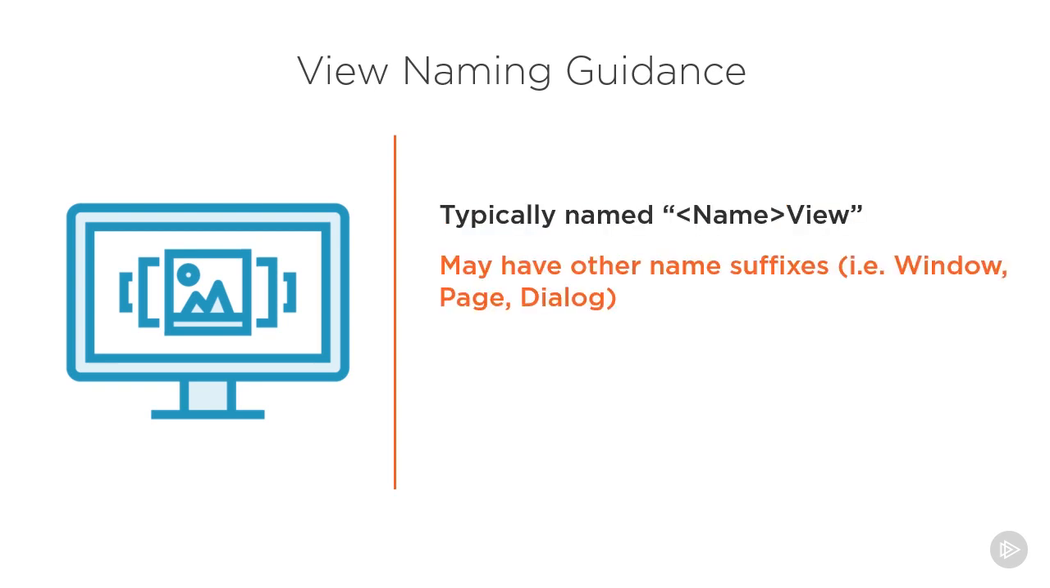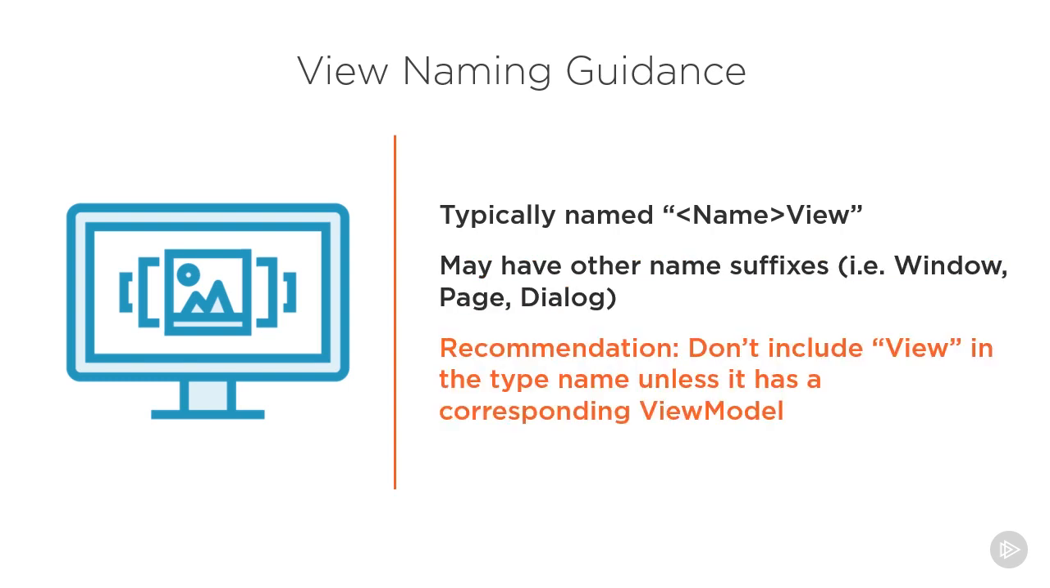However, you might also have cases where you're creating a top-level UI construct, such as a window, dialog, or page, and want to name the view with those as a suffix to indicate what kind of construct they are, and that's perfectly fine. One recommendation I do have, however, is that you should avoid naming something with a view suffix if it does not have a corresponding view model. That way you don't have to dig into the internals of a view to figure out if it is part of a view-view model pair. The name should tell you that straight away.